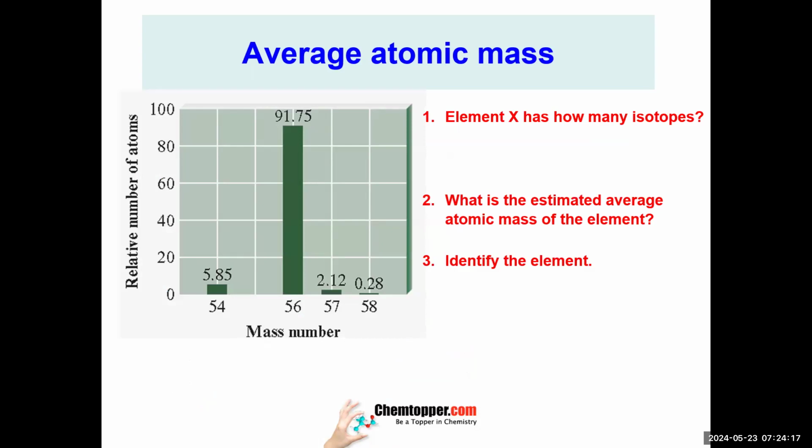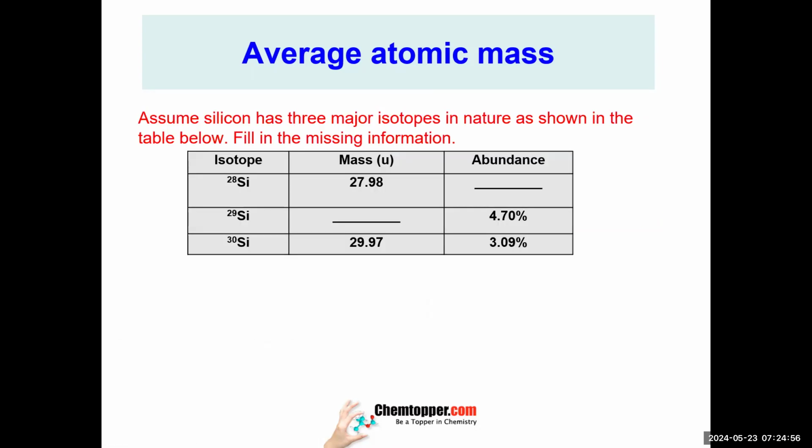How many isotopes? Answer first. 4. Which isotope is most abundant? Which one is more? So the average atomic mass estimated is around 56. Yes, Akash, good. So the element is iron. Very good. See, simple questions. So these types of simple questions will be there. If they are asking you to estimate, then don't calculate. But if they are asking you to calculate, then definitely you have to calculate it. Okay, this type of question.